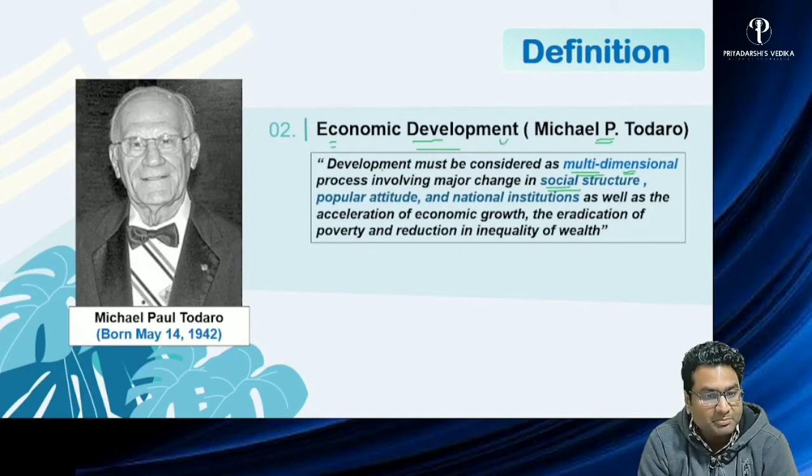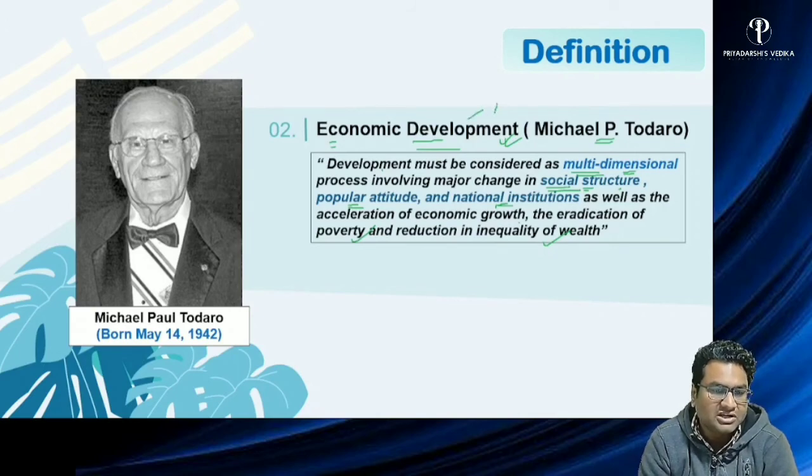Means what? Development will include what? It should be a multi-dimensional aspect of economic growth. It should include change in social structure. Let's complete the definition, and I'll make you understand each and every word. Social structure, popular attitude, and national institutions, as well as the acceleration of economic growth, the eradication of poverty, reduction in inequality of wealth. See, it is a broader concept.